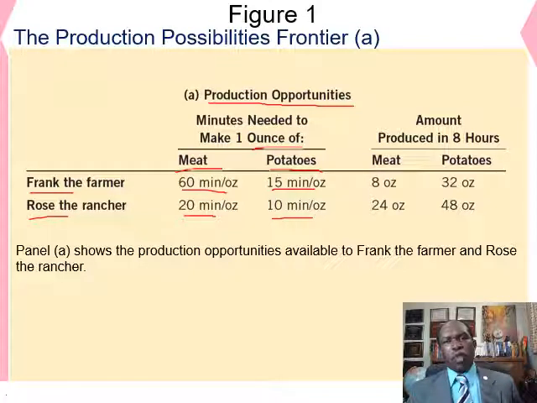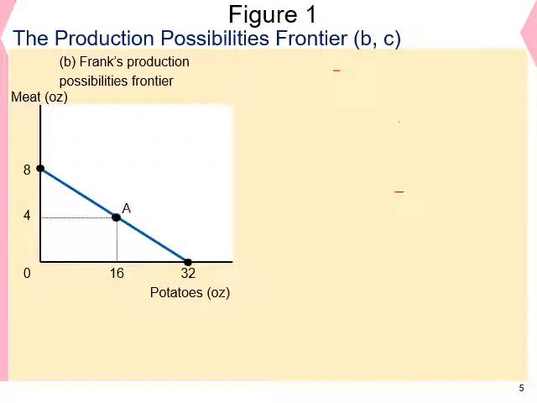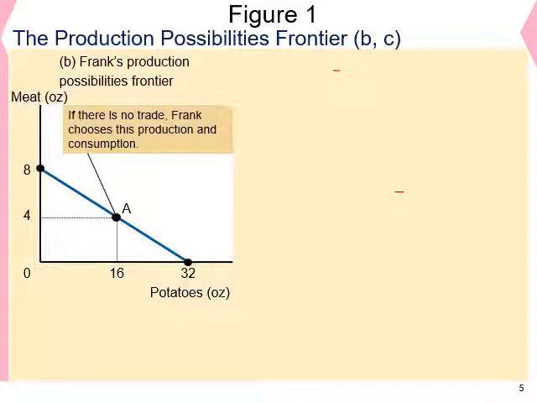If both use 8 hours in the production process, Frank can produce 8 ounces of meat and 32 ounces of potato. And Rose can produce 24 ounces of meat and 48 ounces of potato. From Frank's production frontier, Frank can produce 4 ounces of meat in 4 hours and 16 ounces of potato in 4 hours. Therefore, with no trade, Frank will choose to produce and consume at point A.